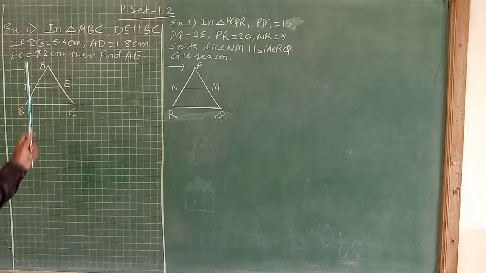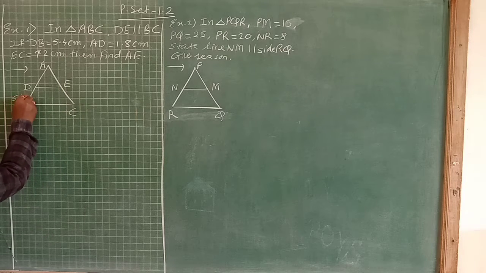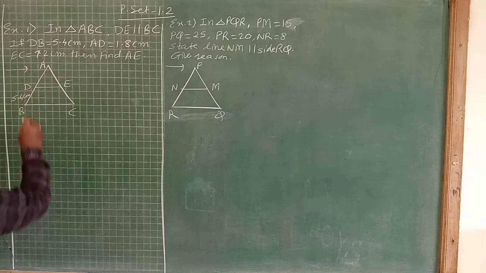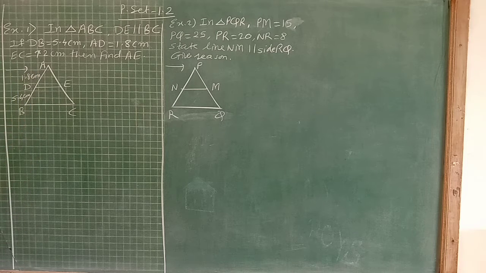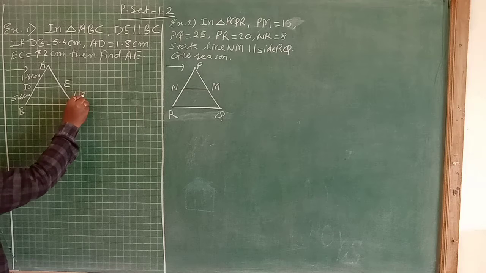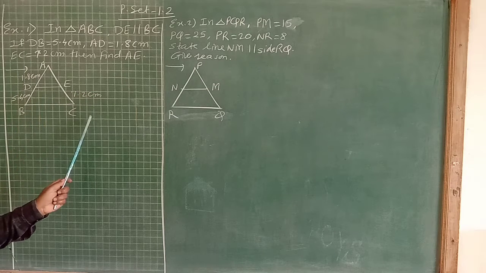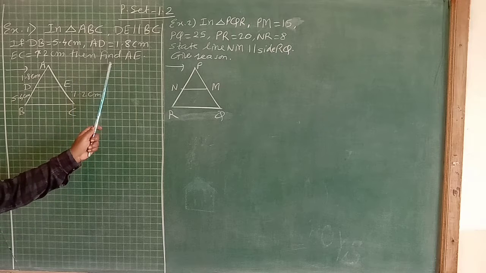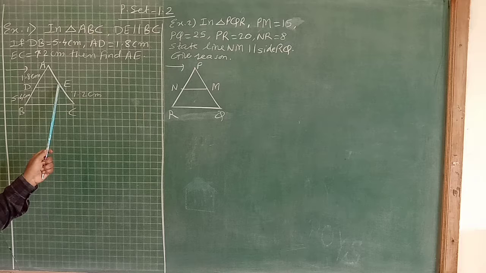Now next, DB is 5.4 cm, given. So I am writing AD 1.8 cm, EC 7.2 cm. This is all that is given. And then what do you have to find? You have to find the distance AE. Now start.